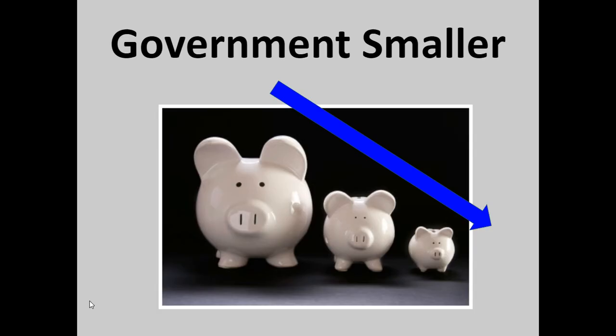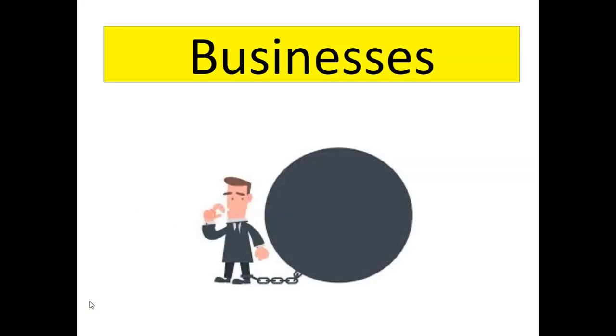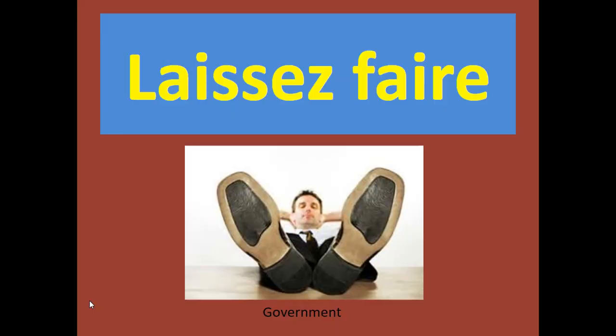So during Harding's tenure, the government starts to trend towards getting smaller, less laws, less regulation. Businesses, no, we're not going to hold you back. You can prosper with your freedom. So that's kind of that laissez-faire philosophy that Harding's going to start, and his successor presidents, whether it being Hoover or Coolidge, are also going to follow.